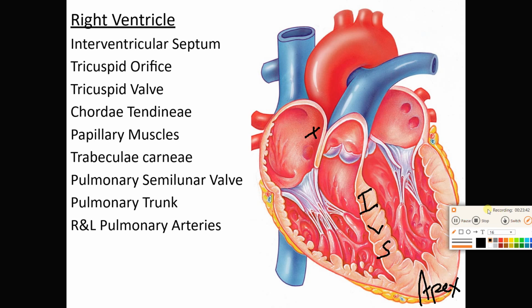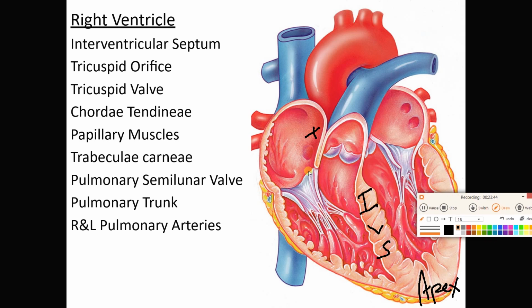Okay, a moment ago, we talked about that tricuspid orifice, which is the opening between the right atrium and right ventricle. Then there's also the tricuspid valve. Here is a valve flap right here. Here's another one. There are going to be 3 in total. Tricuspid valve is going to prevent backflow from the right ventricle to the right atrium. It doesn't let blood flow backwards.